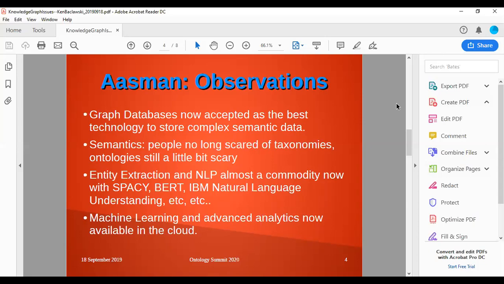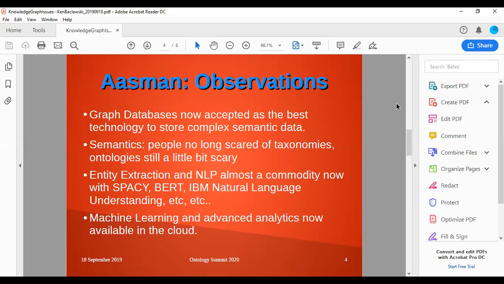Okay, great. Wow. So let's move on. There's a little more. Can I make a point on that first bullet? He doesn't say that they are the best technology. He says that they are accepted as the best technology, which to some extent is just the state of the market. It's part of the zeitgeist that people are interested in graph databases and think they are the best technology to store complex semantic data. Right. It's good to point out that he's not saying they are the best. They're saying that in industry they are accepted right now.